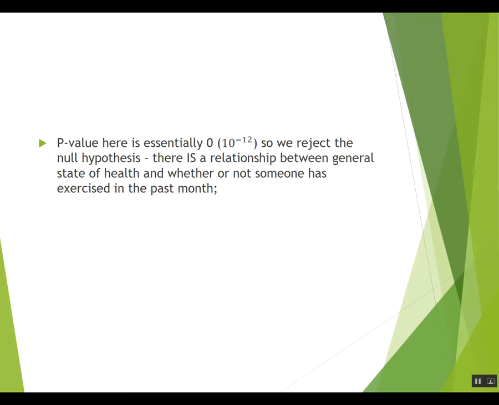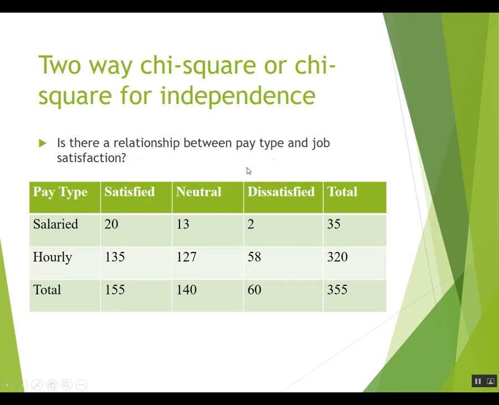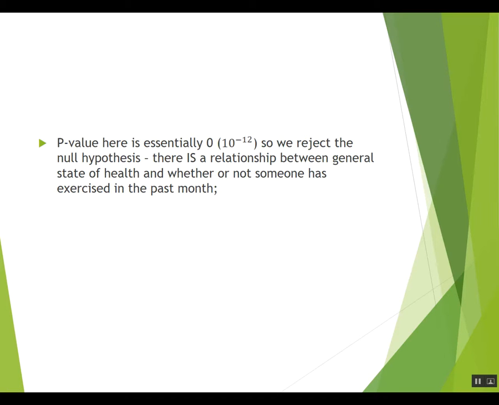Well, the p-value you get here is essentially 0. This is 10 to the negative 12. That's a decimal point, 11 zeros and a 1. It's 0. We reject the null hypothesis big time. There is a relationship between state of health and whether or not someone has exercised in the past month. So that would conclude our hypothesis test. We would go through the same 5 steps as we did before, but this gives us the p-value and we're ready to go. As a final note, let's just see how to use the function chi-square test in Excel.